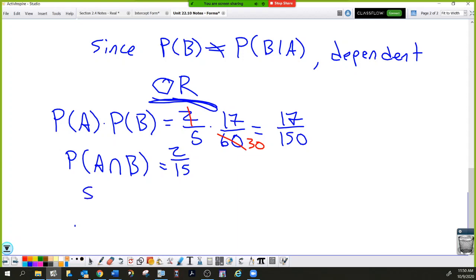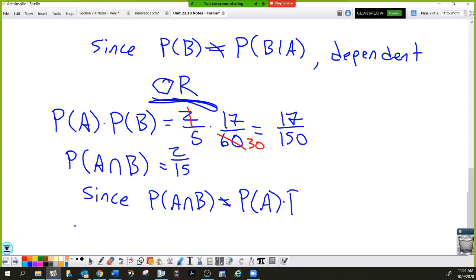Here we go. So since the probability of A intersect B does not equal the probability of A times the probability of B, dependent. So we saw how to prove them dependent or independent more than one way. We actually saw 3 ways, thanks to Kennedy. There was a 3rd way that I didn't even catch.